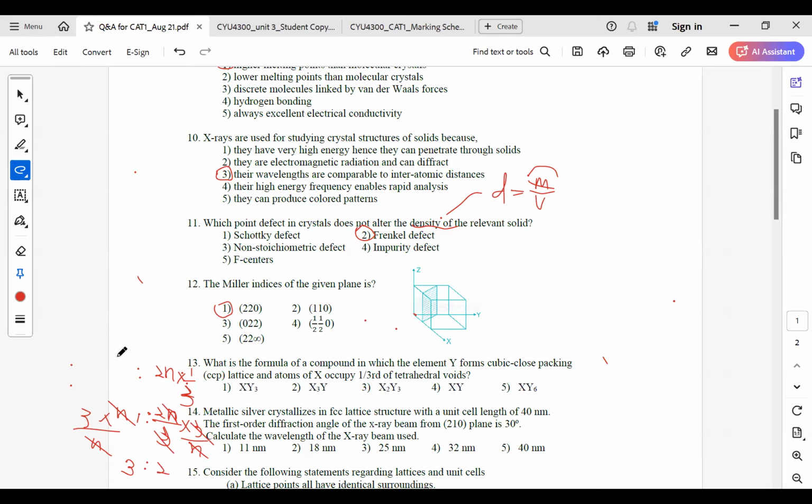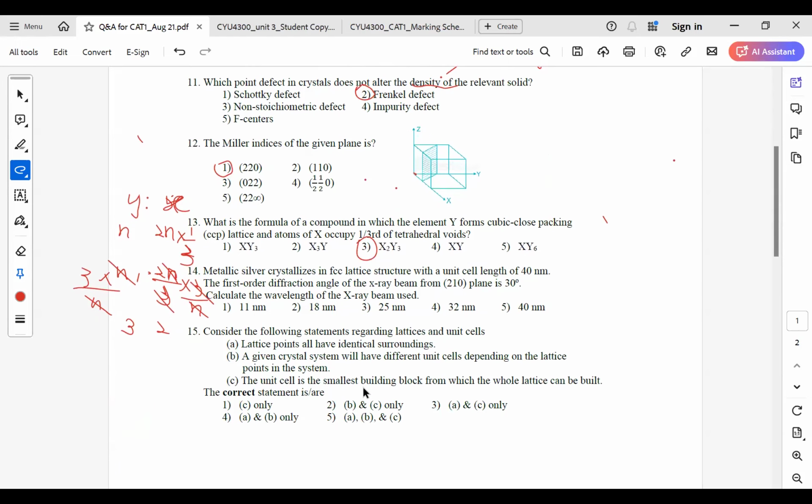So what happened here? Because Y is the one that is close packed, it has to be written that way. This is Y, this is X. So for every 3 Y atoms, there are 2 X atoms. Okay, good. Let's move on to the 14th one.